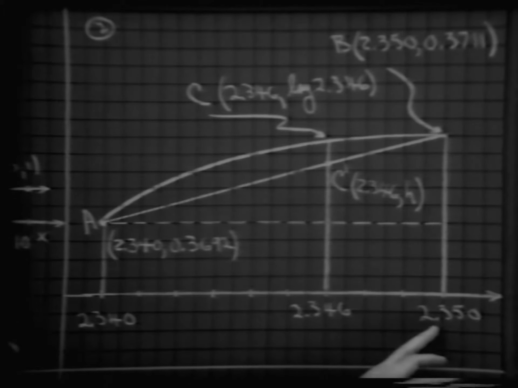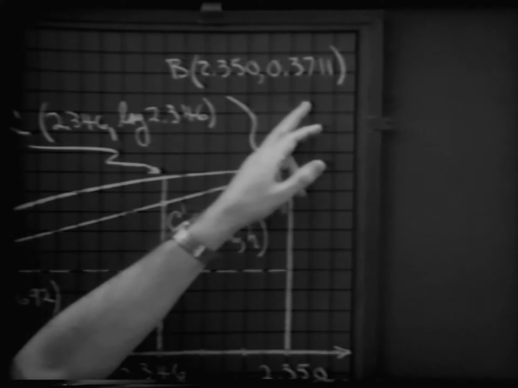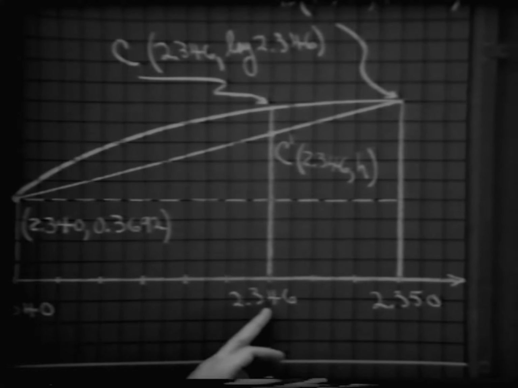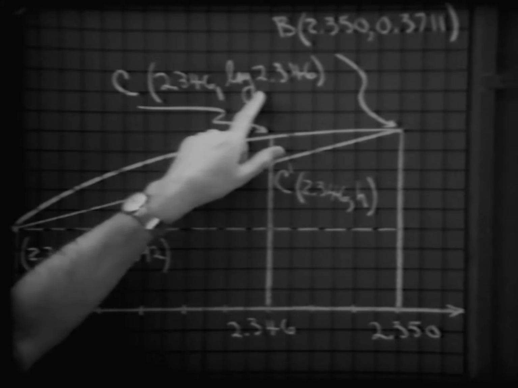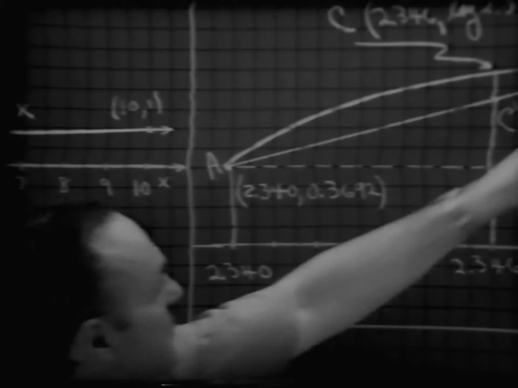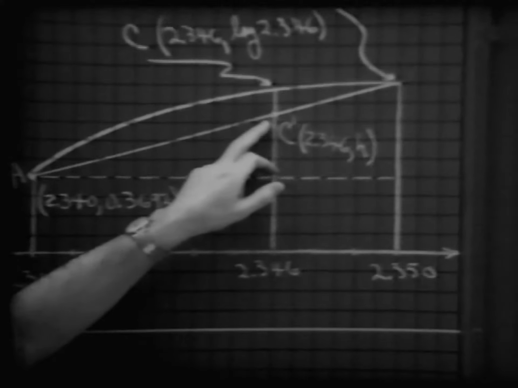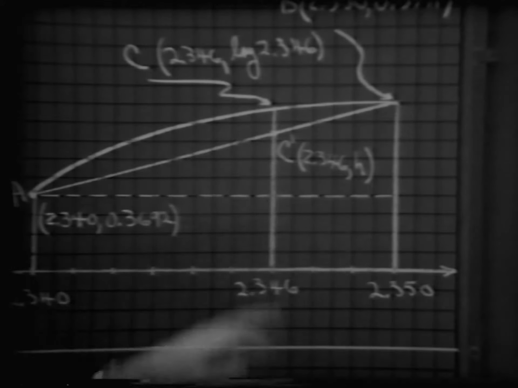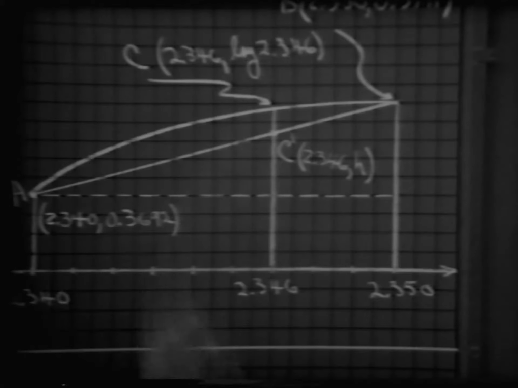Similarly, at 2.350, the logarithm of that number is 0.3711. And now here then is some number 2.346, in which we would like to find this point right here, which is on that curve, namely the logarithm of 2.346. All right? Now the approach that we're going to use is to draw that straight line segment and find the value of h at the point C prime. And our assumption is that indeed the point C prime is going to be very close to the value of C, which is on the curve itself.